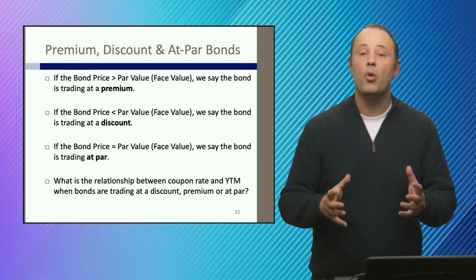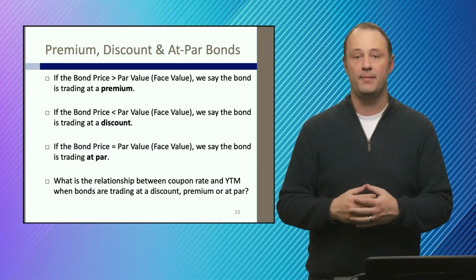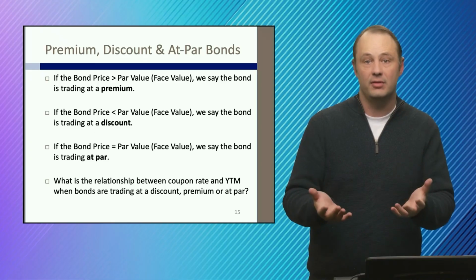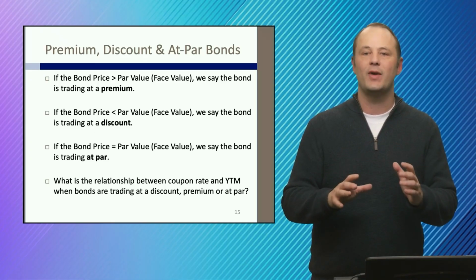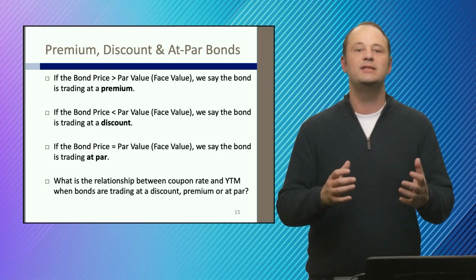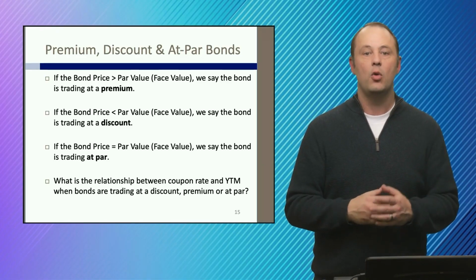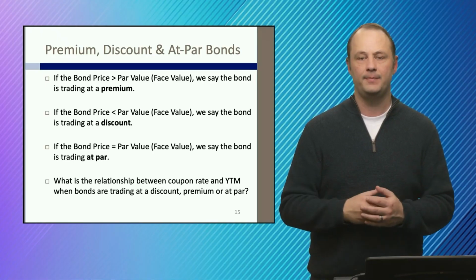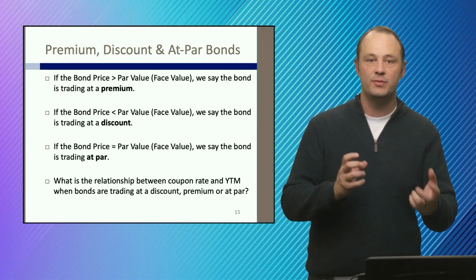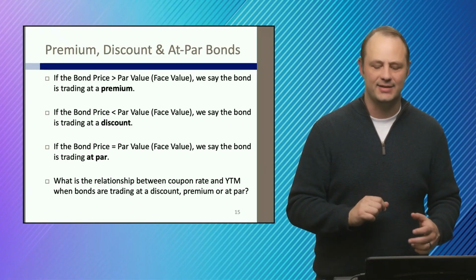All right, some more important bond terms to know. These are the terms premium, discount, and at par. If the bond price that you observe is greater than the par value, aka face value, then we say the bond is trading at a premium. If the bond price is less than the par value, then we say the bond is trading at a discount. And if the bond price is equal to the par value, we say the bond is trading at par. Now, there's an important relationship between the coupon rate and the yield to maturity and premium, discount, and at par. Let's take a look at it in Excel.